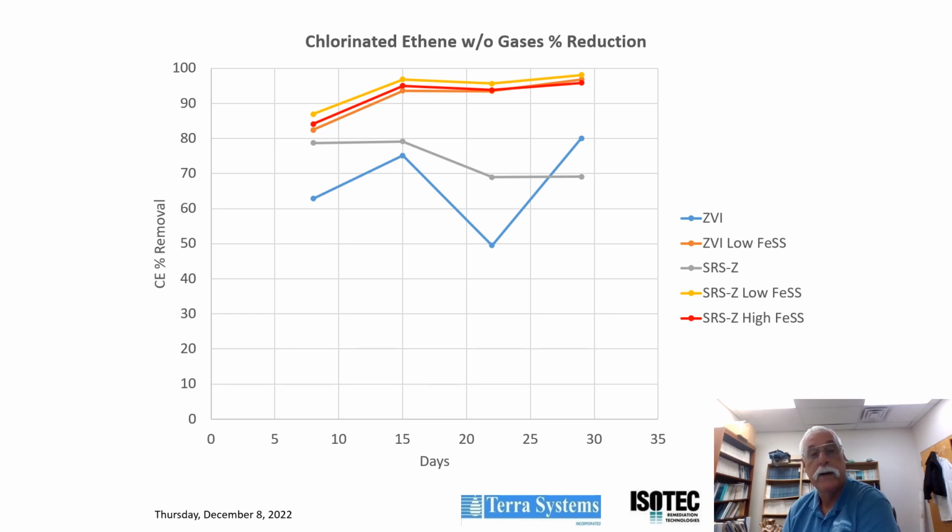Average removal of the chlorinated ethanes is 92%. SRS with a low ferrous sulfide solution averaged 94%, and the SRS Z with a high ferrous sulfide solution averaged 92%. So it doesn't appear to be any particular advantage to adding more of the ferrous sulfide solution. The sum chlorinated ethane was highest on day 28 after bioaugmentation, and the ferrous sulfide was added to the influent.